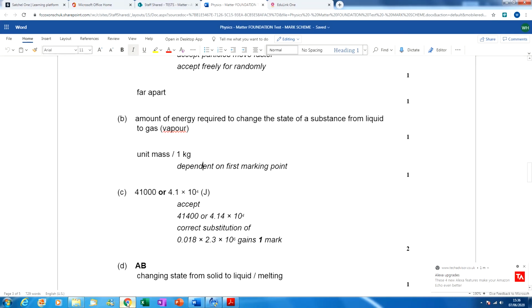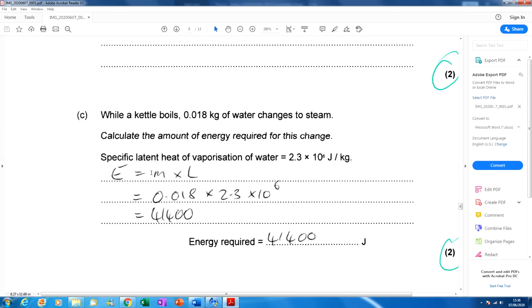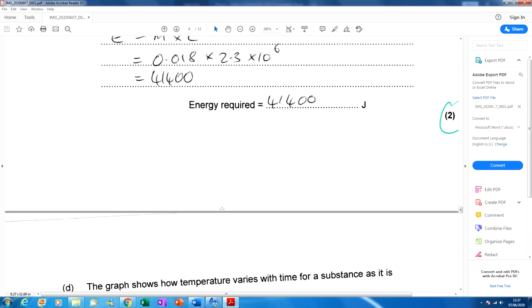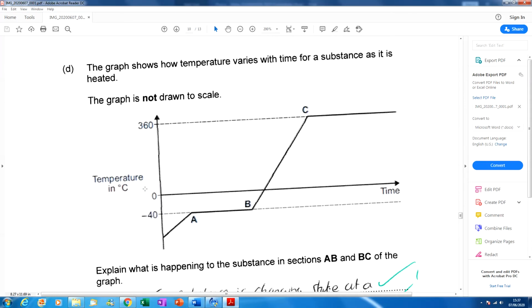Next one. When a kettle boils, 0.018 kilograms of water changes to steam. Calculate the amount of energy required for this change. The specific latent heat of vaporization of water is 2.3 times 10 to the 6 joules per kilogram. So again, E equals m times L. M is your mass, which is this number here, and it's already in kilograms, so you don't have to convert. The specific latent heat of vaporization is there, and it's already in joules per kilogram, so you don't have to do any conversions. You times them together, you get 41,400. 1 mark for the substitution, 1 for the right answer.